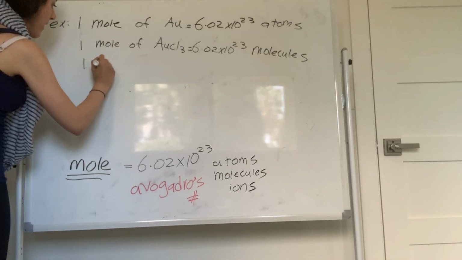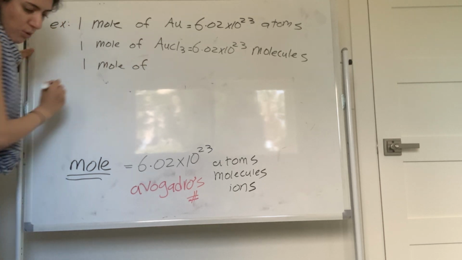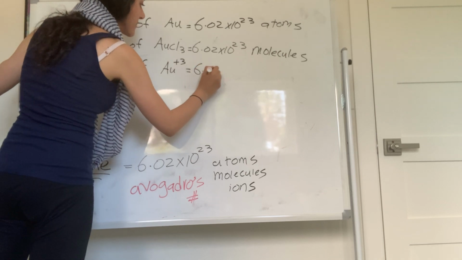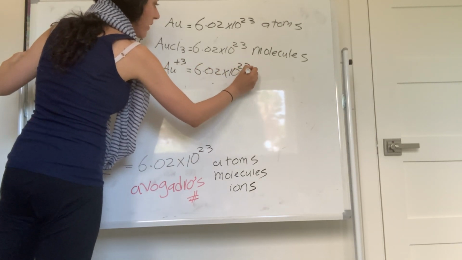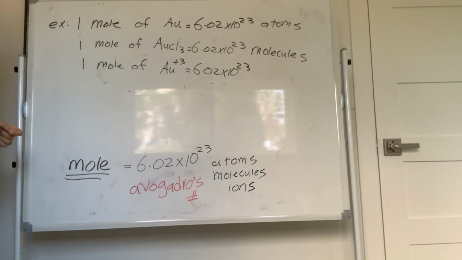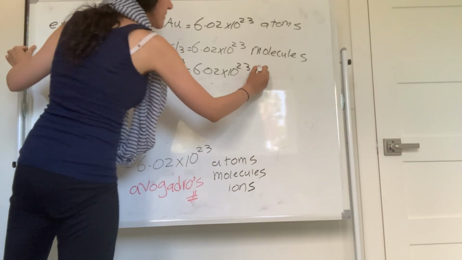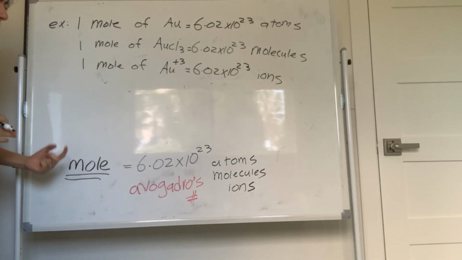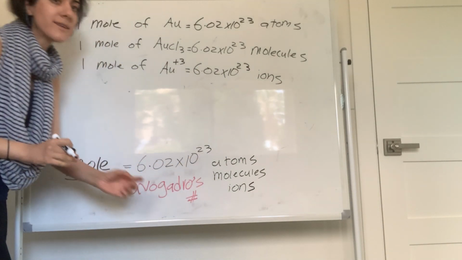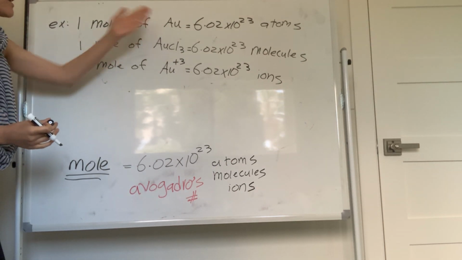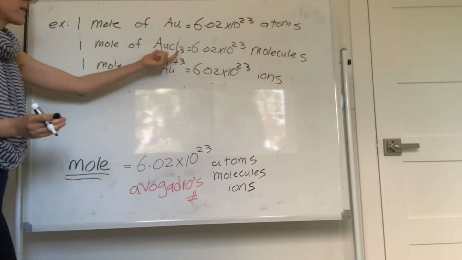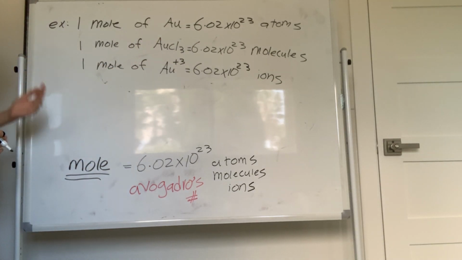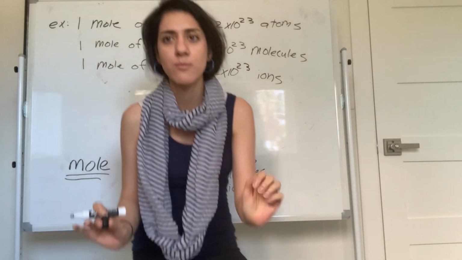Now if I say I have 1 mole of Au3+, what does that mean? I have 6.02 times 10 to the 23rd what? What is Au3+? When atoms have charges, what do we call them? We call them ions. So over here, when I said 1 mole is 6.02 times 10 to the 23rd atoms, molecules, or ions, it depends on what I'm talking about. If I'm talking about an element, that's an atom, right? If I'm talking about a compound, those are molecules. If I'm talking about atoms that have charges, those are ions. We're good so far? Okay, beautiful.